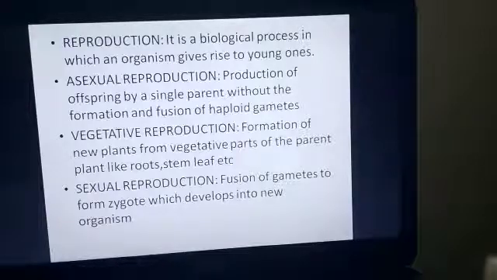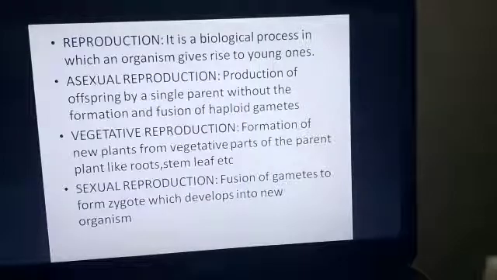Next is sexual reproduction. Fusion of gametes to form a zygote which develops into a new organism is called sexual reproduction. So here you see that first haploid gametes are formed. In the case of human beings, it is egg and sperm. Fusion takes place, and this results in the formation of a zygote, and the zygote will develop into a new organism.